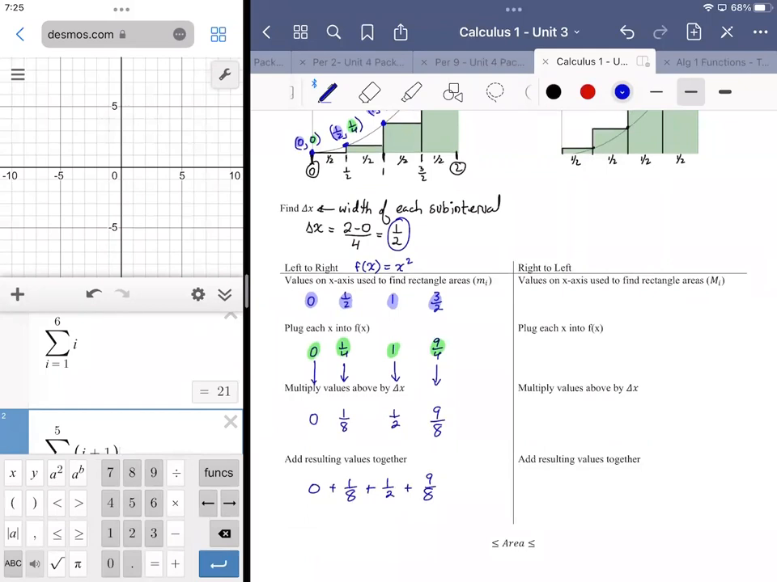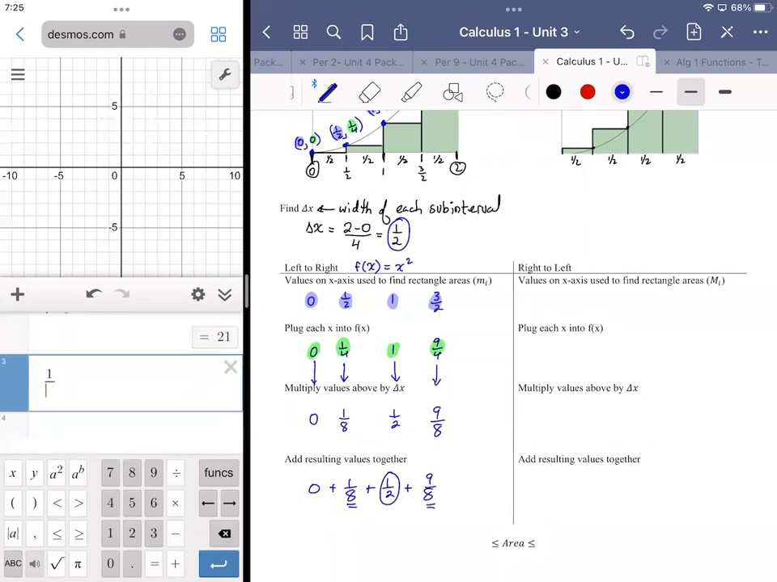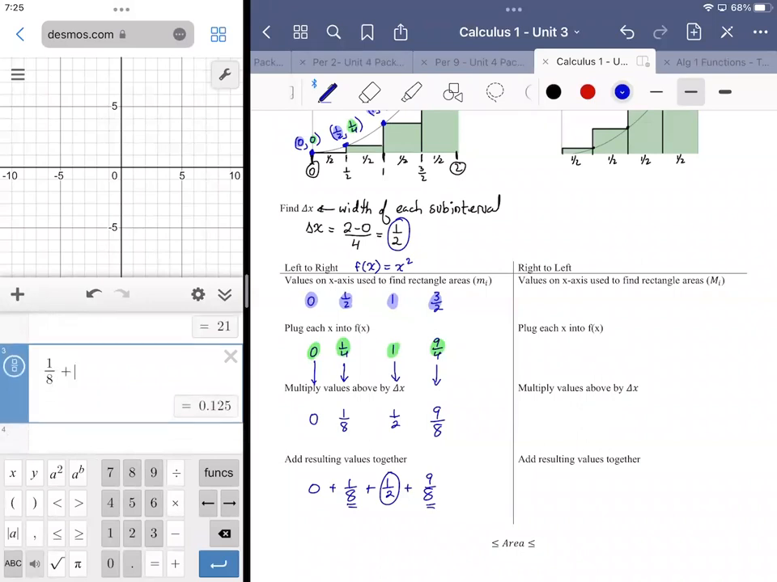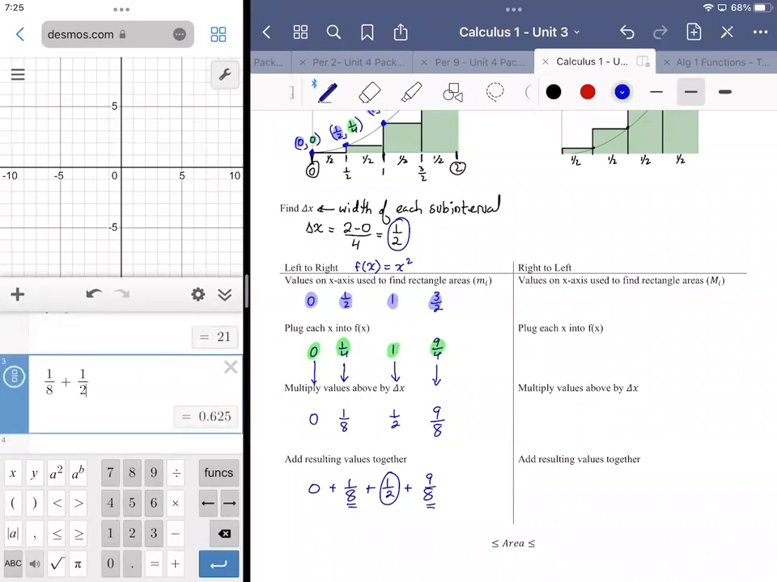Just number crunching, 1/8 plus 9/8, for example, is 10/8, which is the same as 5/4. This is the same as saying 8/4, so 13/4, I think. But I'm going to play it safe, I guess. 1/8 plus 1/2.